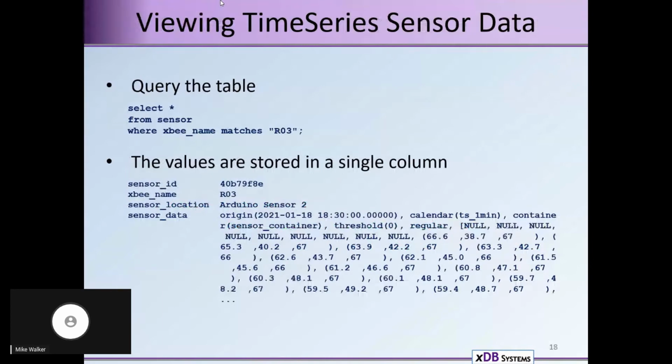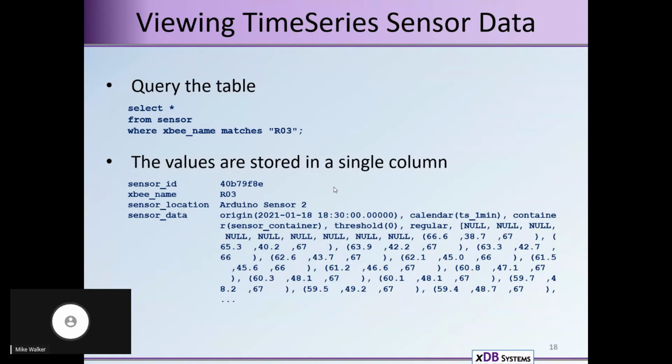So let's see what that data looks like. We're querying the table, just regular SQL here, select star from sensor, and we see that base record followed by our time series, and we see our origin, as that's our starting point, if you like, of the time series in that column, our calendar and everything. So that's all stored as metadata at the start of every time series.